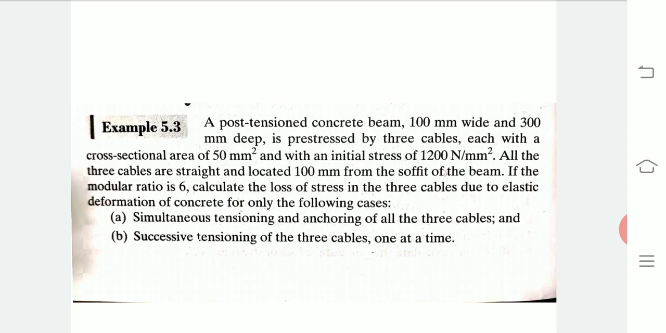Calculate the losses in the 3 cables due to elastic deformation for the following cases. The first case is simultaneous tensioning and anchorage of the 3 cables. The second condition is successive tensioning of the 3 cables. The most important point here is that it is a post-tension beam, and for the following 2 cases we have to obtain the losses.